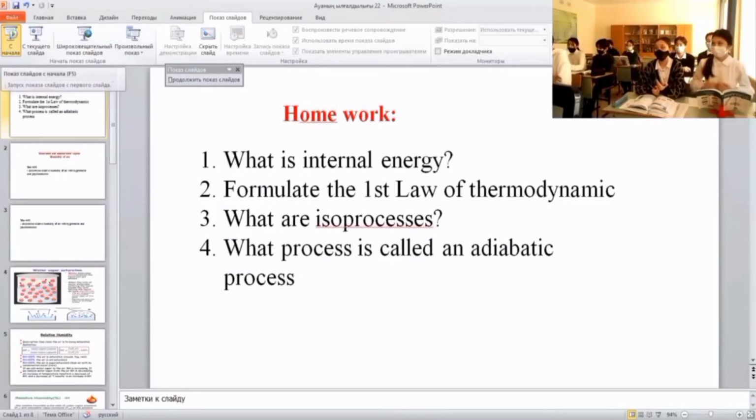Next question: What process is called an adiabatic process? An adiabatic process is a process performed in the absence of heat exchange with the surrounding bodies in thermodynamics. Okay, sit down, please.